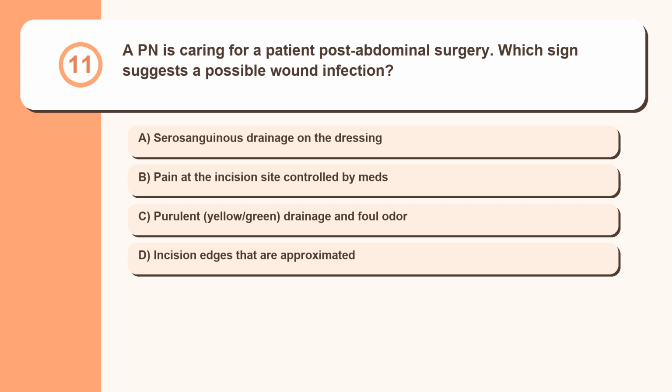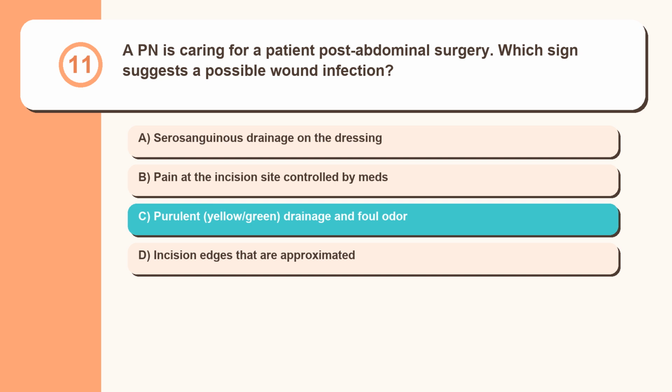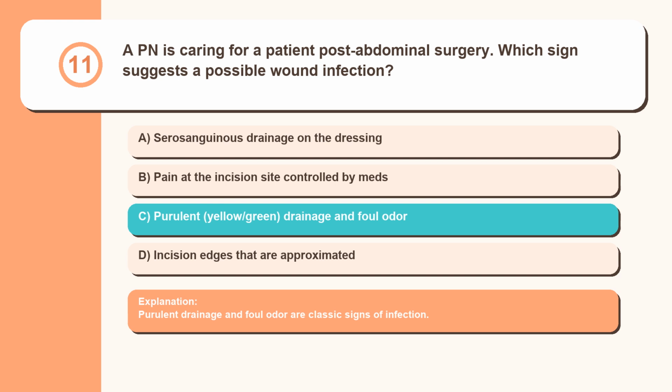Question 11. A PN is caring for a patient post-abdominal surgery. Which sign suggests a possible wound infection? Serosanguinous drainage on the dressing. Pain at the incision site controlled by meds. Purulent, yellow/green, drainage and foul odor. Incision edges that are approximated. Purulent drainage and foul odor are classic signs of infection.